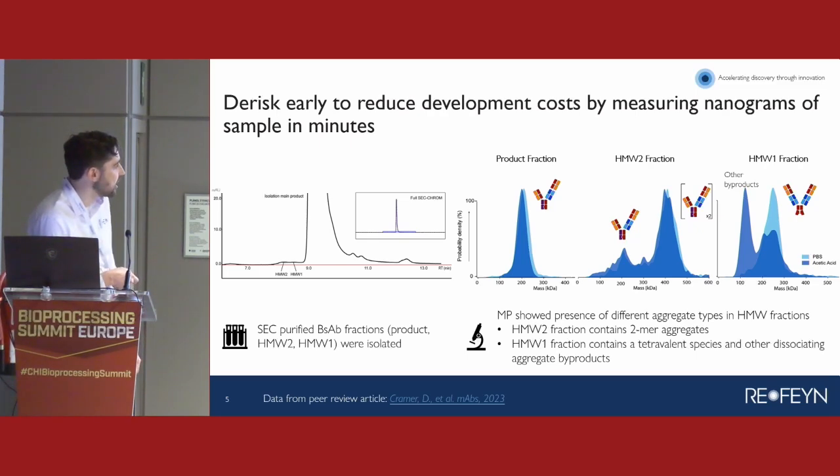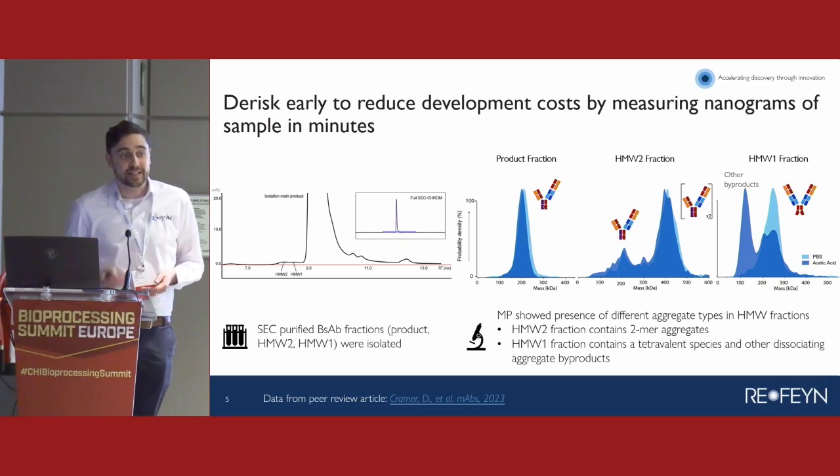And then in the high molecular weight 2 species, we've got the drug product in a smaller amount, but then we've got this large dimer population here. And then for the high molecular weight 1 fraction, in the light blue, so this is measurement in PBS, we've got a tetravalent species with some other products.